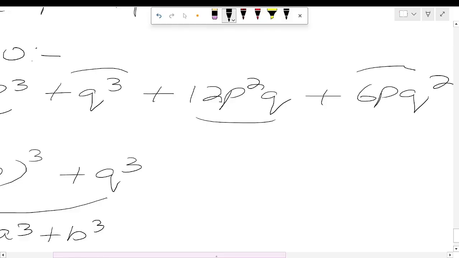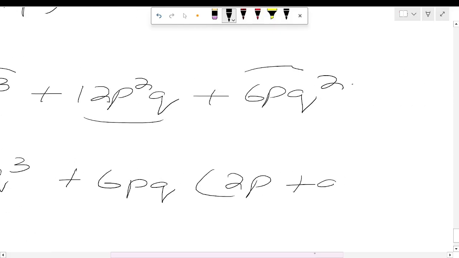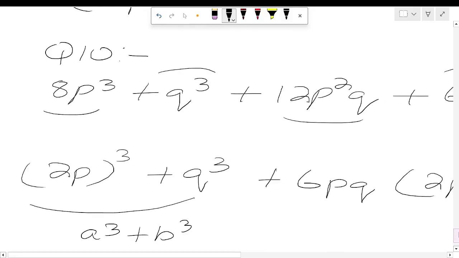And then here we have 12p square q and 6pq square, so I'll just take the common value between them, which is 6, because 12 can be divisible by 6. So I'll take 6pq as a common element, and then I'll have 2p plus q. Now what will I do next?